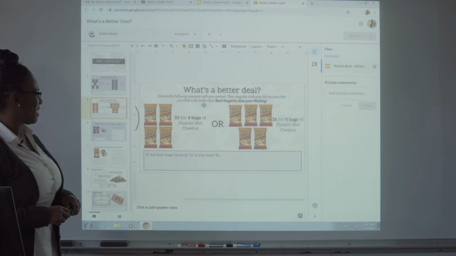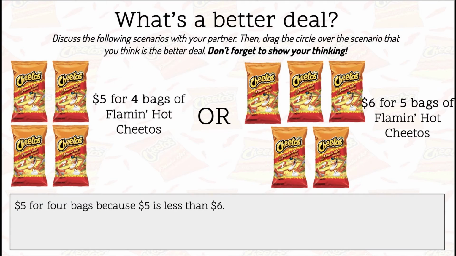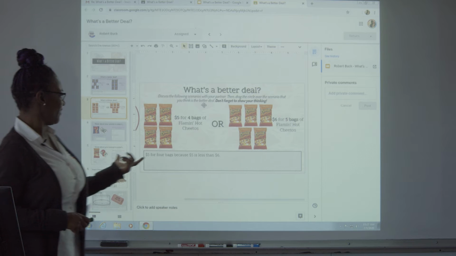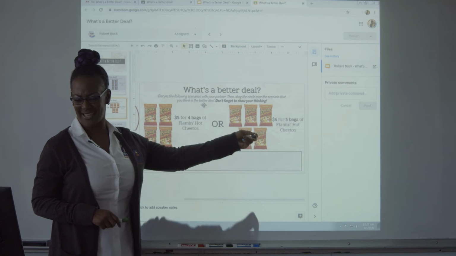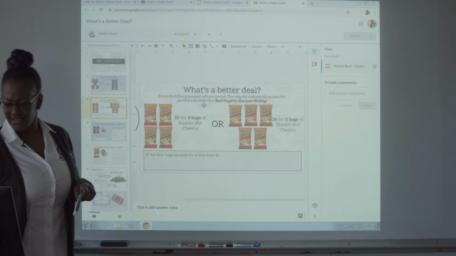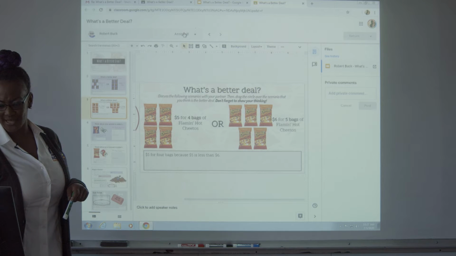All right, let's see what you came up with. So this student said $5 for 4 bags because $5 is less than $6. Interesting. Well, if you only have $5, then I guess this would be the best deal for you because you don't have enough to get that. But let's see if we can use some mathematics to prove that, if that is the case.